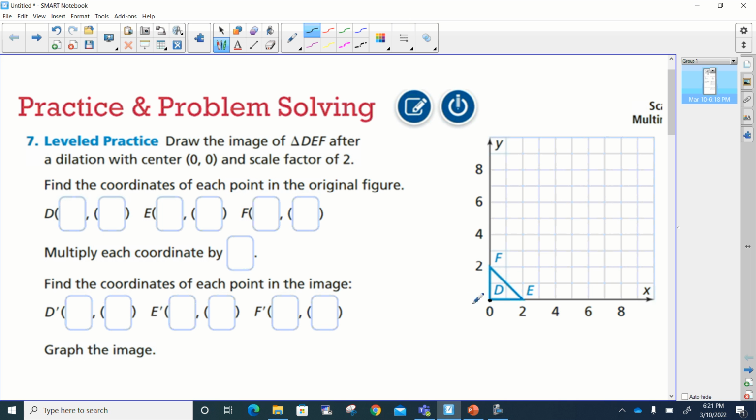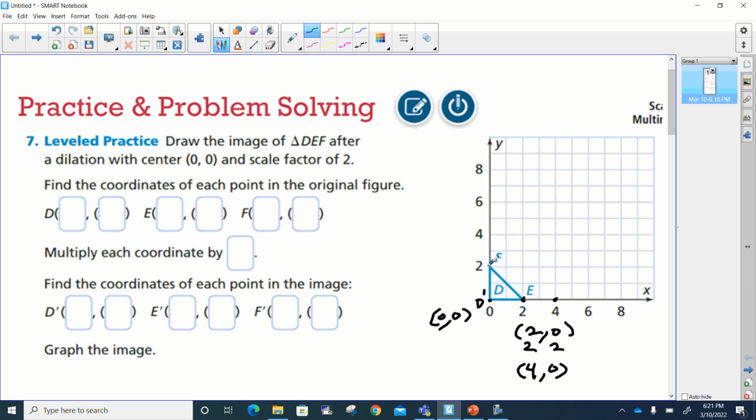Well, we know that 0, 0 is going to leave me, even if I multiply both those numbers by 2, 0 times 2 is 0. So that leaves me right back here with D prime. Now, I can also say that E is at 2, 0. So that's 2 and 0, which means I would multiply 2 times 2, and that would give me 4. And I multiply 0 times 2, and that would still get me 0. So that new coordinate will be 4 and 0 right here.